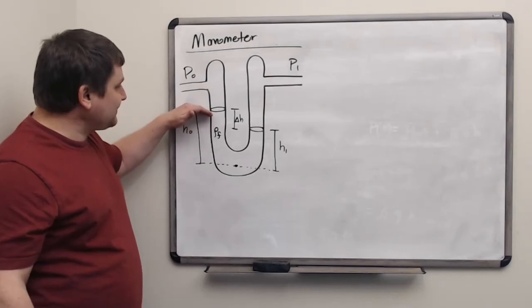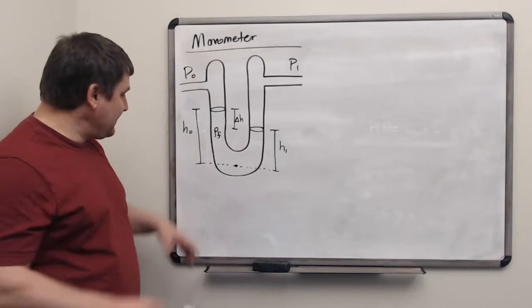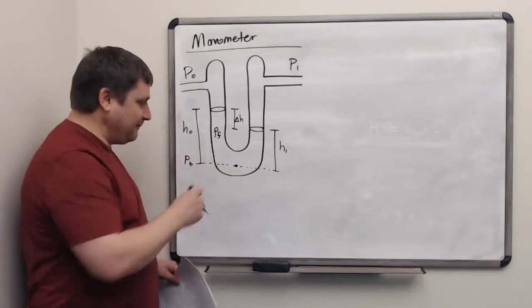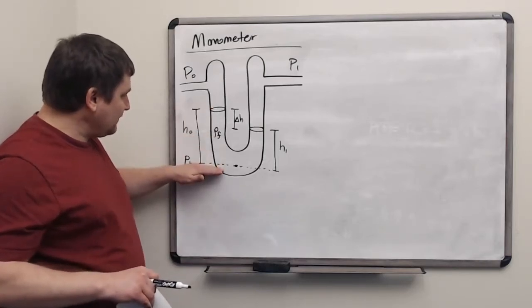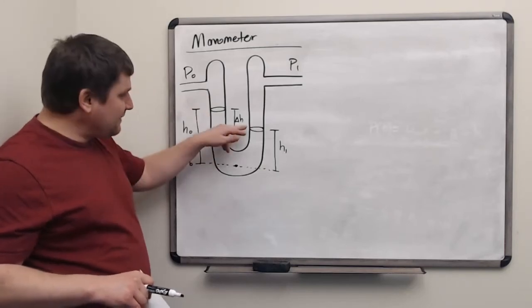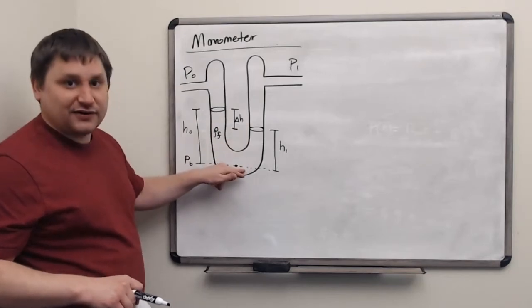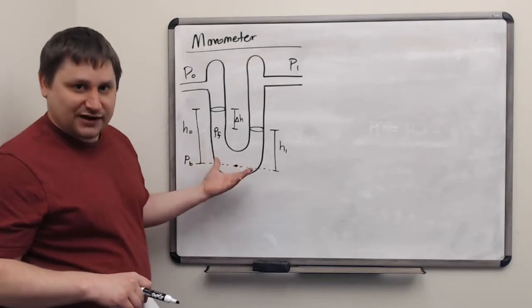But if we take this surface and go down a depth that puts us at this reference level, then we can call this pressure down here, say P at the bottom, and we'll get that pressure from starting at P0 and going down. But if we also start at P1 on the right side and go down, we'll get the same pressure at the same location, because it's only one fluid. It only has one pressure at each spot.